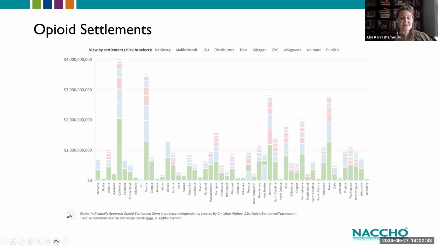So this is a breakdown of the opioid settlements state to state. Again, you can see there's just a whole lot of different settlements that go into play there. This is from the Opioid Settlement Tracker website. And if you are on the website, you can look around to see what your state is receiving and from whom. And then you can also get more details about where the spending is at on that. And we'll go to the next slide.